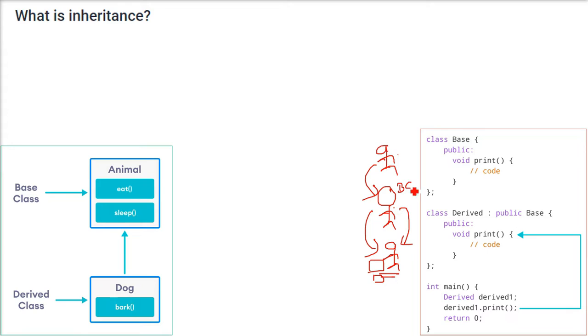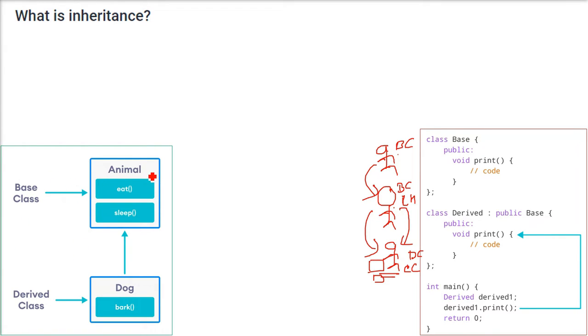So your father is your base class, and you are a derived class here. For example, your father and his father, your grandfather. Your grandfather is the base class for your father, who is the child class of your grandfather. Let me show it here.